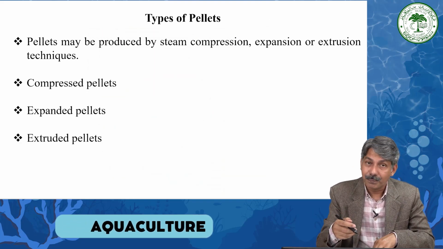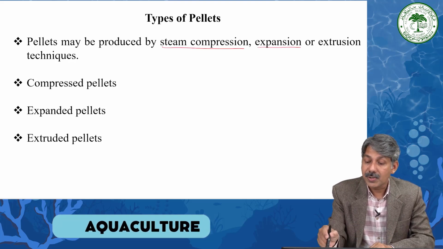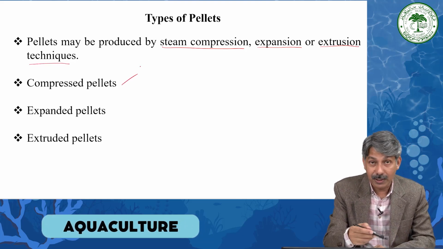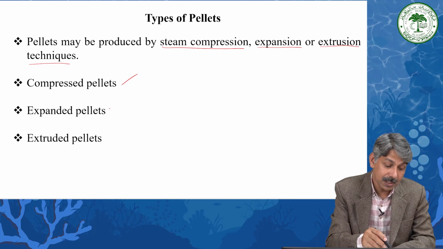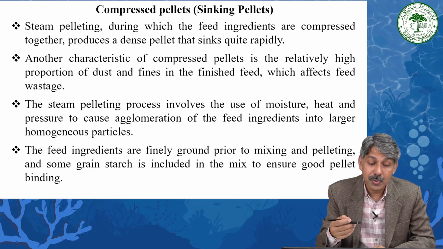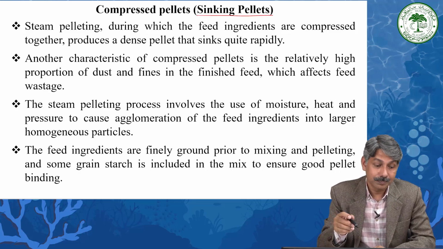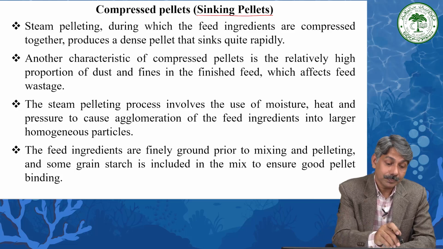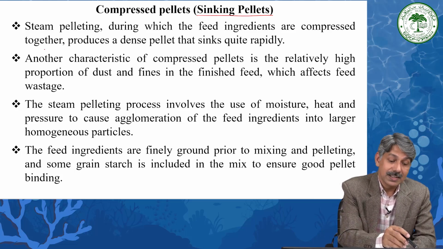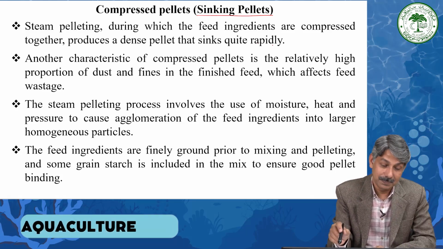Types of pellets now. Pellets may be produced by steam compression, expansion, or extrusion techniques. Depending on the technique that you are using, they may be called compressed pellets, expanded pellets, or extruded pellets. Coming to compressed pellets, they produce sinking pellets. They will sink down to the bottom. Steam pelleting, during which the feed ingredients are compressed together, produces a dense pellet that sinks quite rapidly.